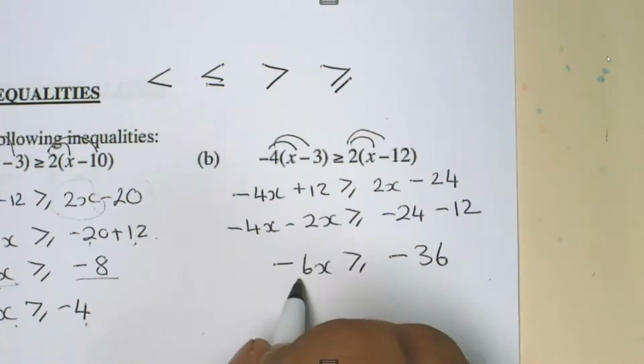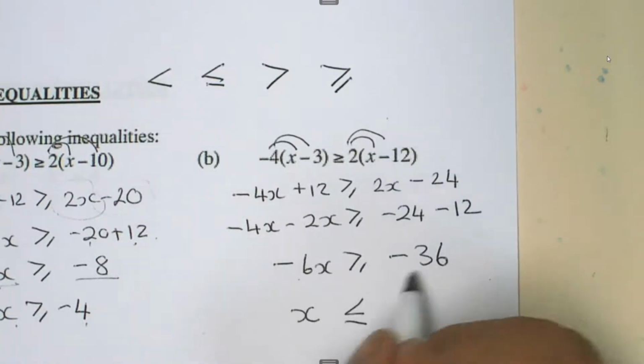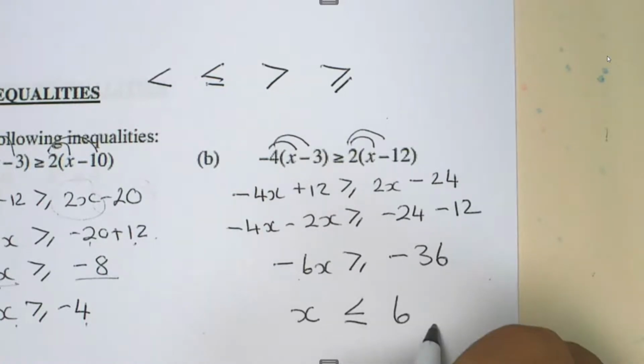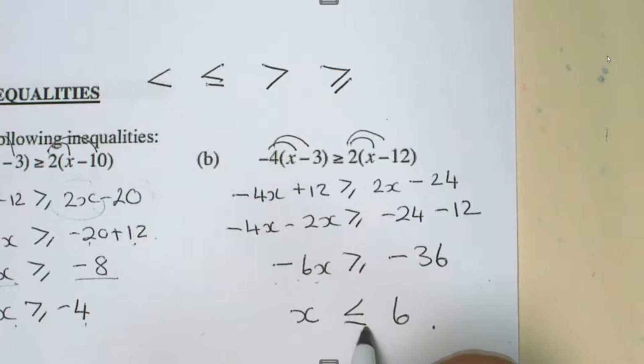Now if I divide by negative 6, then I change the sign of the inequality. Divide by negative 6, I get x. Negative 36 divided by negative 6 is 6. But if you divide by a negative number, you change the sign of the inequality. Greater or equal to becomes less or equal to.